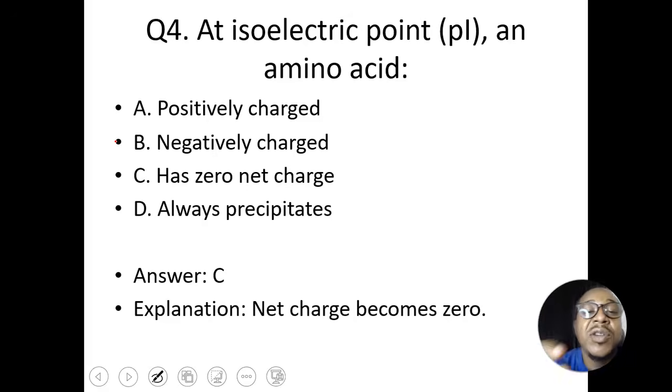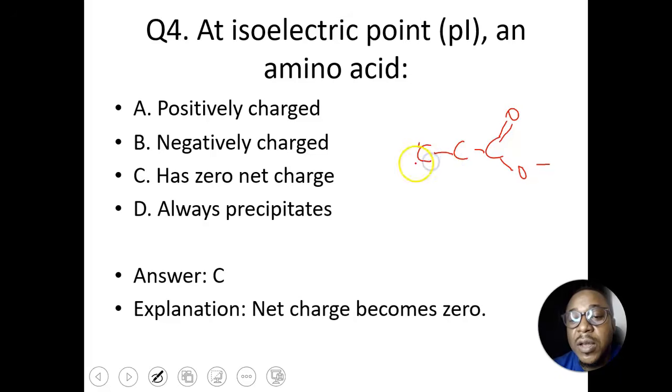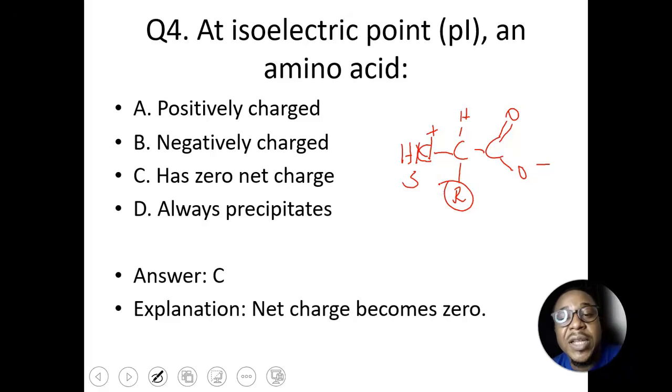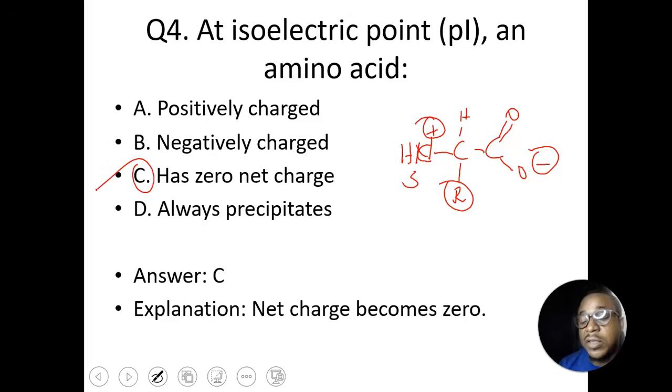So at isoelectric point, which is pI, an amino acid has zero net charge. The idea is, for example, if you are to draw the structure of an amino acid, we have COO minus, we have C, we have NH3 plus, then we have hydrogen, and we have the R group. So when they say isoelectric point, it means that the negative charge and the positive charge will cancel out, so we have a net zero charge. So the answer to that question is C.